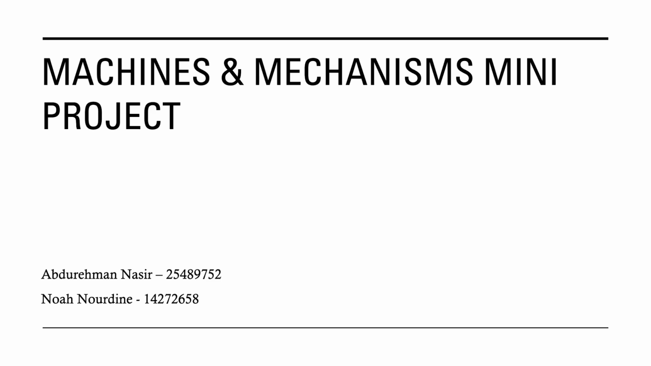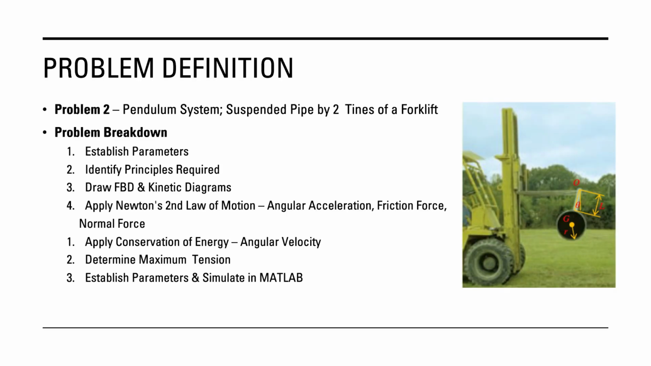Welcome to the Machines and Mechanisms mini project. So this is the problem definition for our problem. We're analyzing a pendulum system made of rigid pipe attached to a massless rod rotating about a fixed pivot. Goal is to derive expressions for angular motion, reaction forces, and ultimately tension, and validate them using a MATLAB simulation.